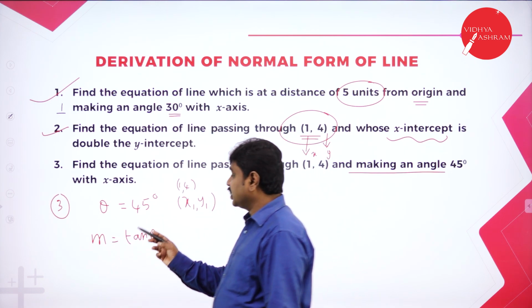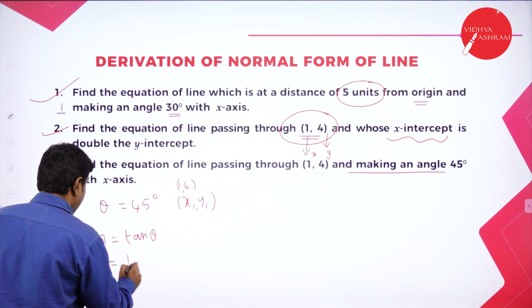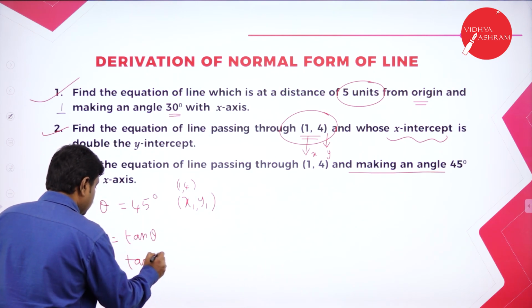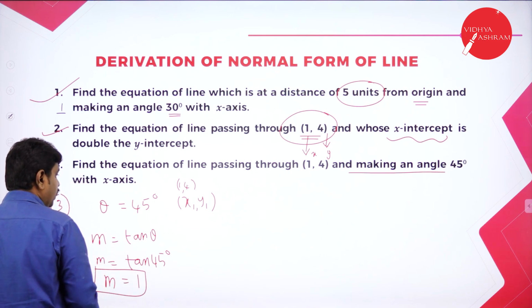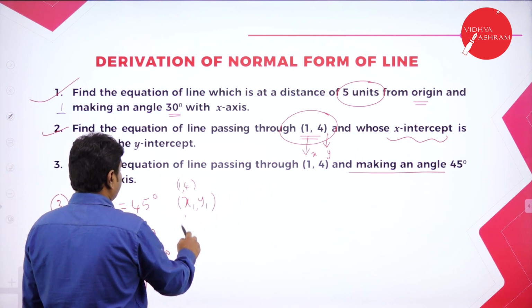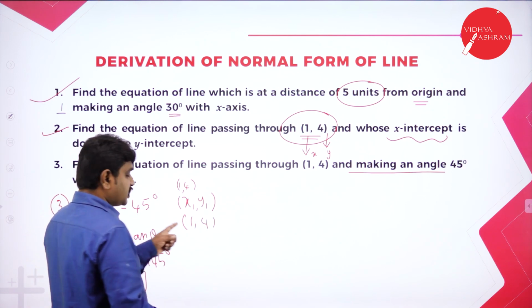So what is m? Tan theta. What is theta? 45. So m is tan 45. What is tan 45 degrees? Tan 45 is 1. So you got m. So you got slope and you know point. Point is called as x1, y1. They gave the point as (1, 4). 1 is x1 and 4 is y1.